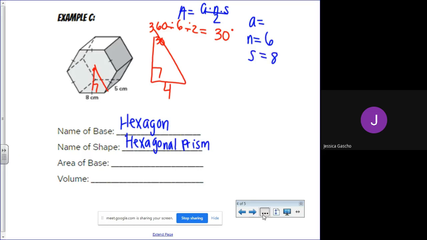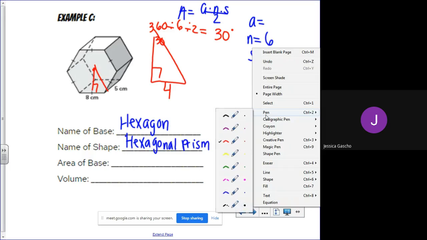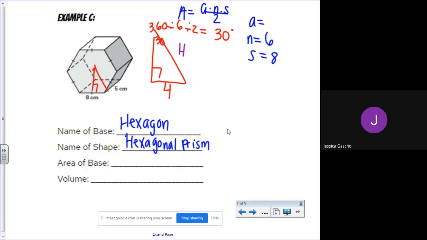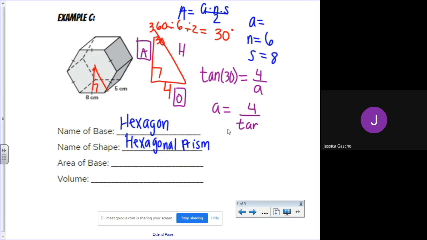Let's go ahead and label our triangle with our trig letters. We have our hypotenuse, our adjacent, and our opposite. Our goal is to find this piece right here, our apothem, so we're going to use tangent. Tangent of 30 degrees equals my 4 over my apothem, or x. You can use a or x, which means to get that by itself, I'll do 4 divided by tangent 30.